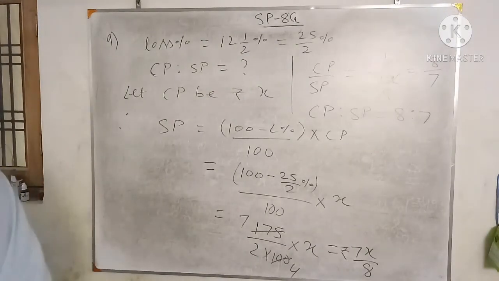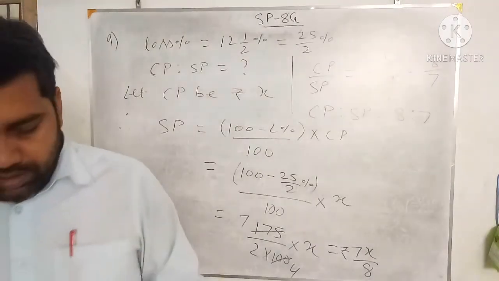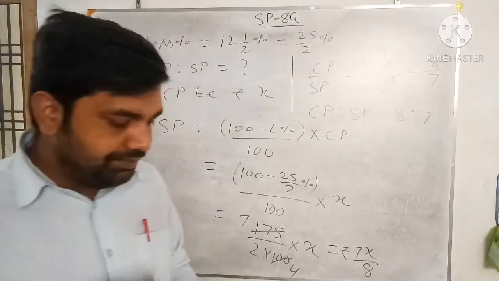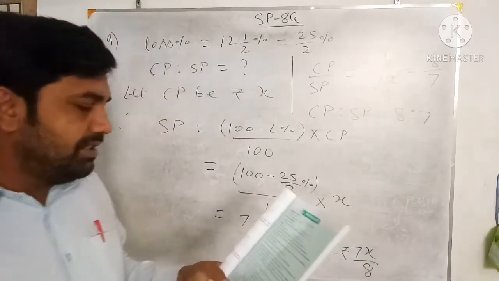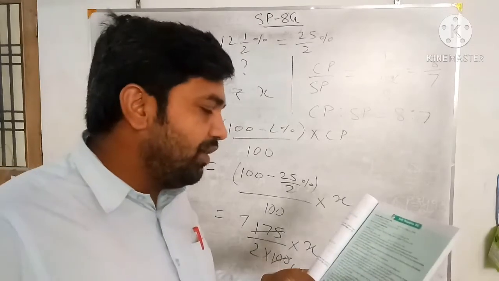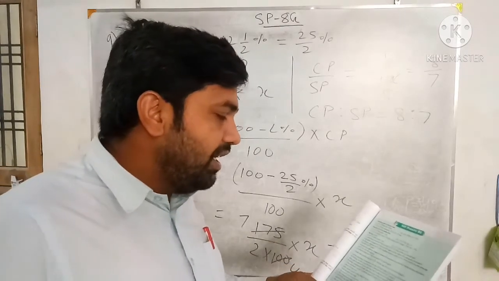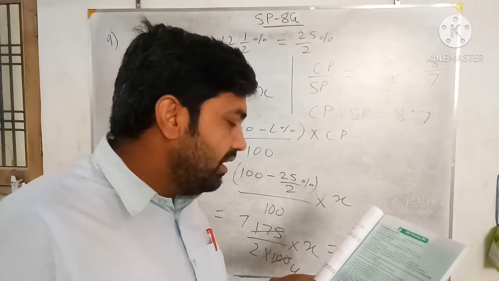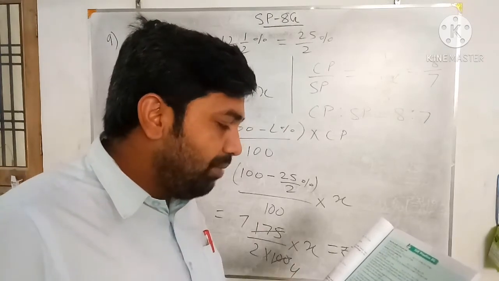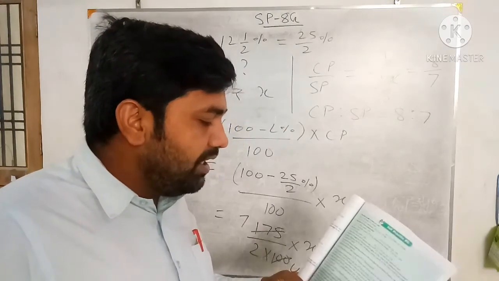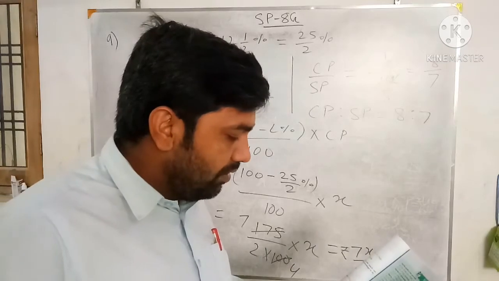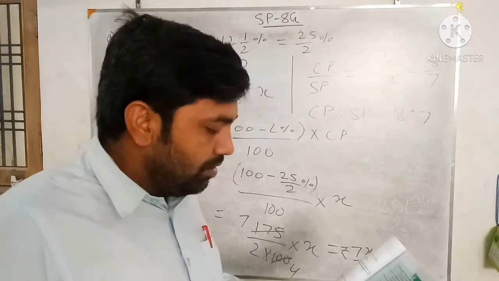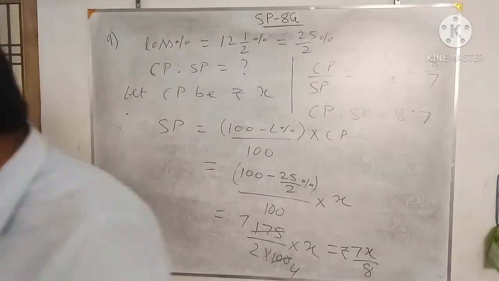Now see the next question. 10. A person purchased 10 dozen pens at the rate of rupees 40 per dozen. On checking, he found that 20 pens were not working. In order to earn 25% profit, at what price should he sell each pen? So in this question, see how you do.